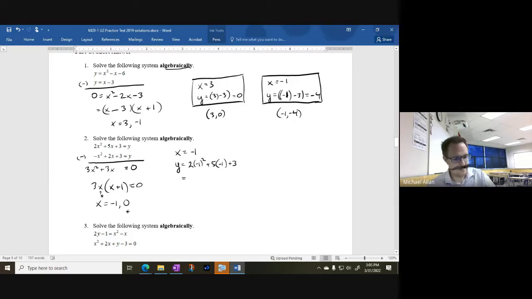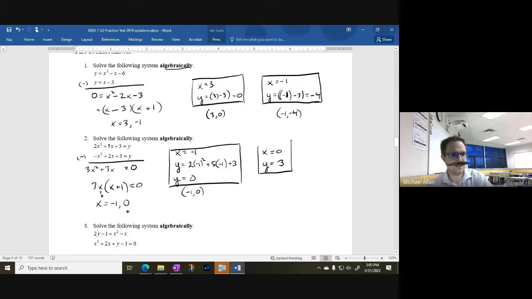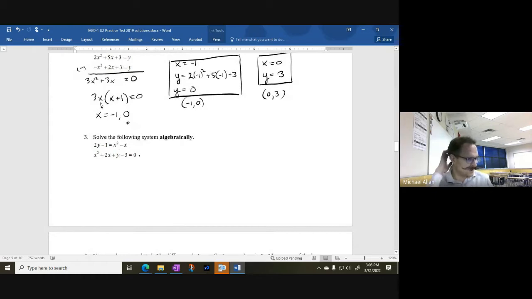Hold my calculator here. 2, oh, I get 0. Okay. 1 equals 0. So that's 1 point. -1 and 0. Okay. And then I'm going to do it again over here. Get x equals 0. Well, this is much easier. X equals 0. Y is just going to be 3. Awesome. I'm done. And if you want to put that as a point, you can. 0. Okay. Awesome. Next one.